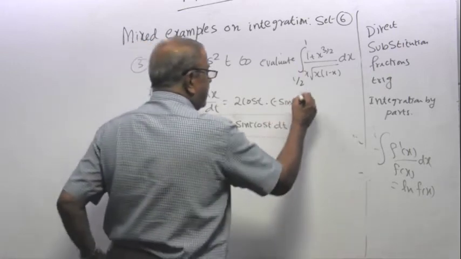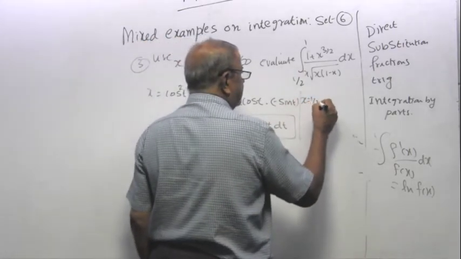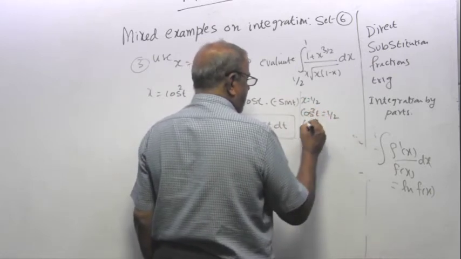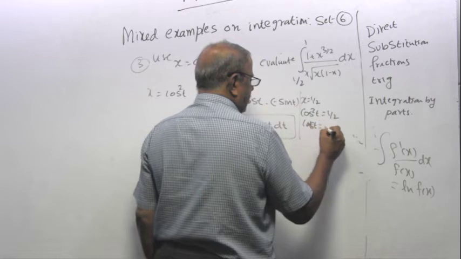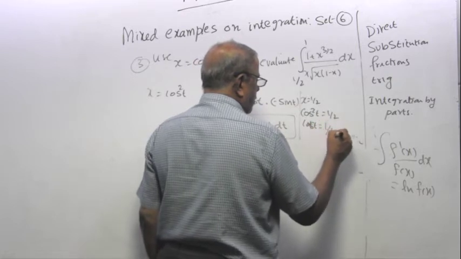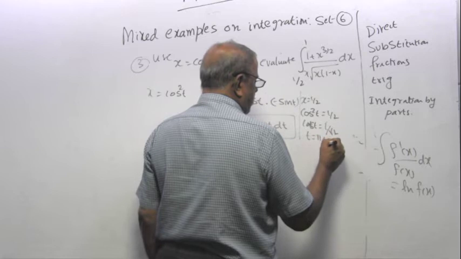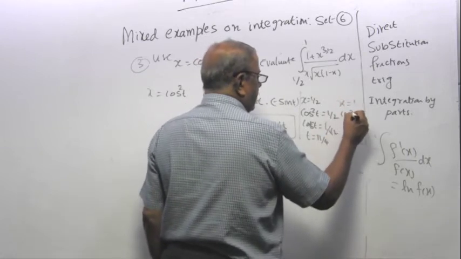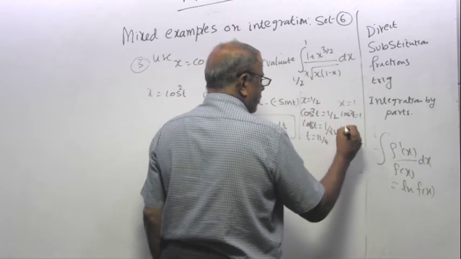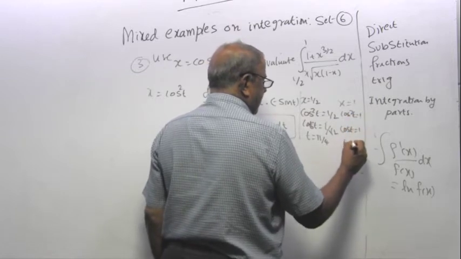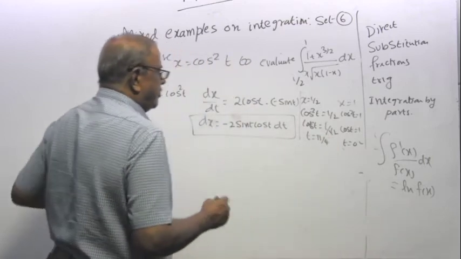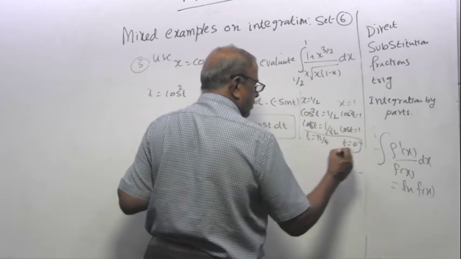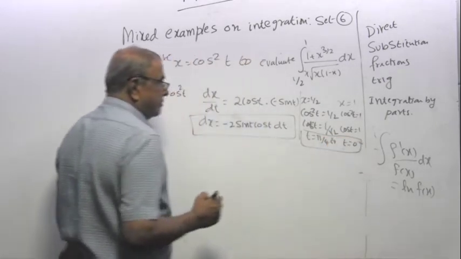Change the limits. X is half. Then cos squared t is half. Cos t is 1 over root 2. So t is pi over 4. X is 1. Cos squared t is 1. Cos t is 1. T is 0. So I have changed those. I've got the limits t equal to pi over 4 to t equal to 0.